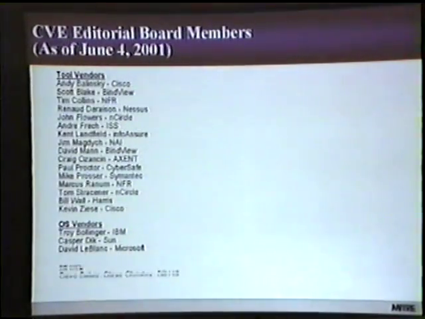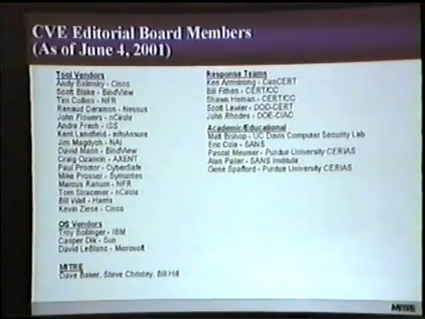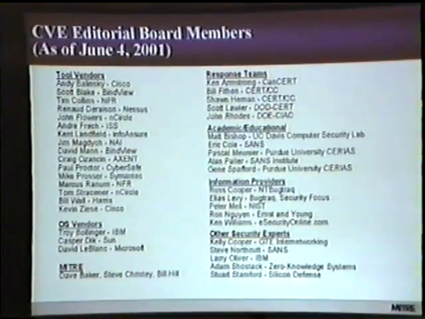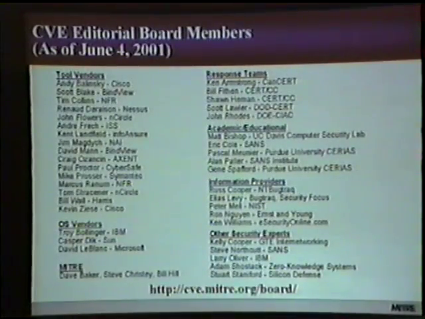CVE is supported by the CVE Editorial Board, which is a group of about 40 individuals from a number of different organizations who help to review items that go onto the CVE list. They help to define the process, and they help to encourage the adoption of CVE within the community. As you can see, we've got a fairly diverse set of board members from different kinds of organizations. And you probably recognize at least a couple of the names up there. So we're glad that we've gotten this kind of support. It really is a community effort.